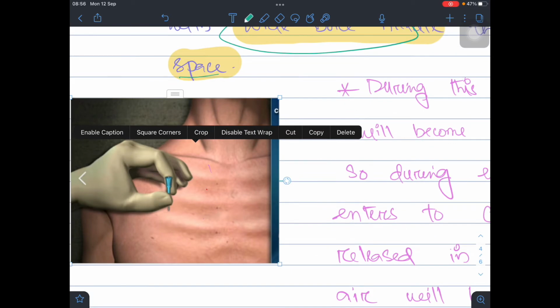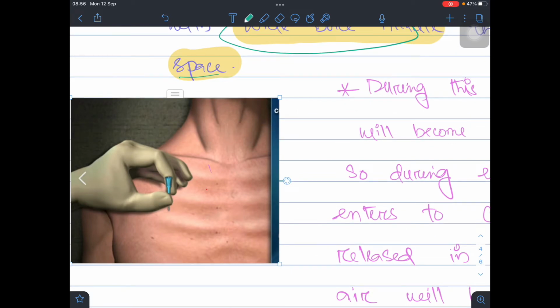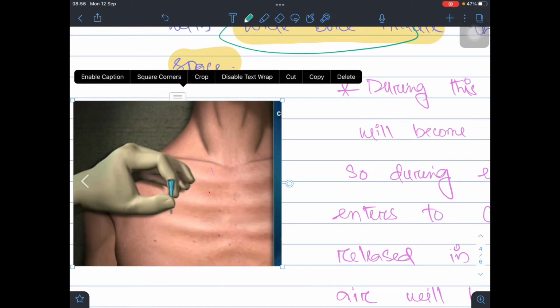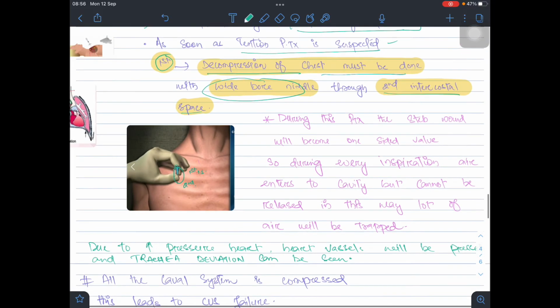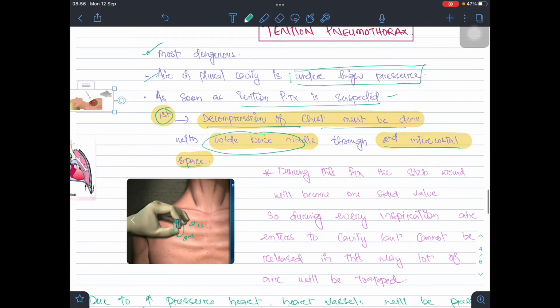See here, this is the first intercostal space, and this is the second intercostal space. This is the wide bore needle. As soon as you suspect this patient has tension pneumothorax, this is the first step, and this is the life-saving step. See how it is done.